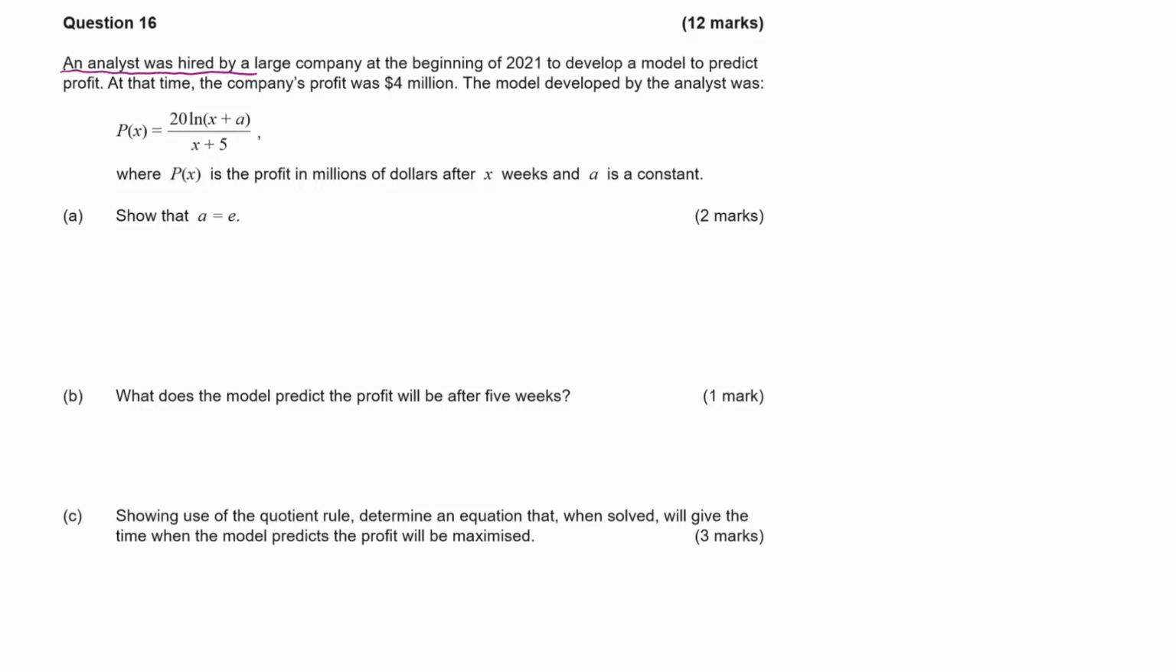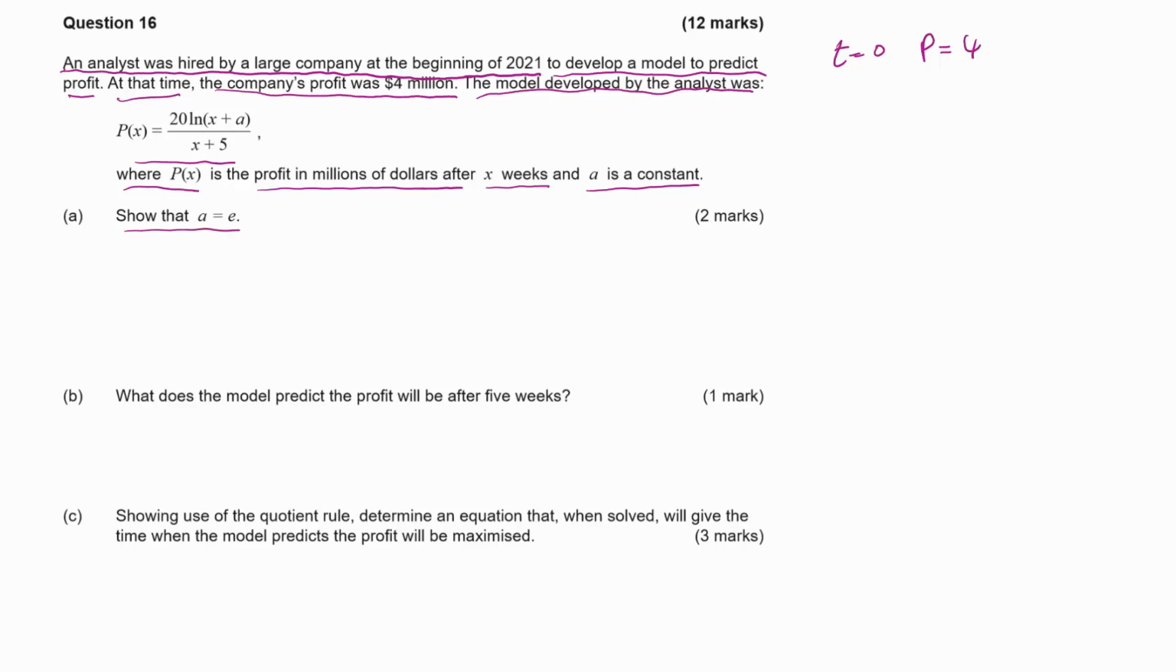An analyst was hired by a large company at the beginning of 2021 to develop a model to predict profit. At that time, the company's profit was 4 million, so T equals 0, profit equals 4. The model developed by the analyst was as given here. P of X is the profit in millions of dollars after X weeks, and A is a constant. We want to show that A is equal to E.